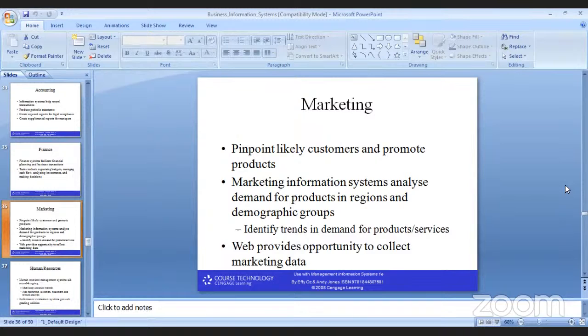Identify the trends in demand for products or services. As I told, whenever the information system is used, it will help the marketing manager a lot.